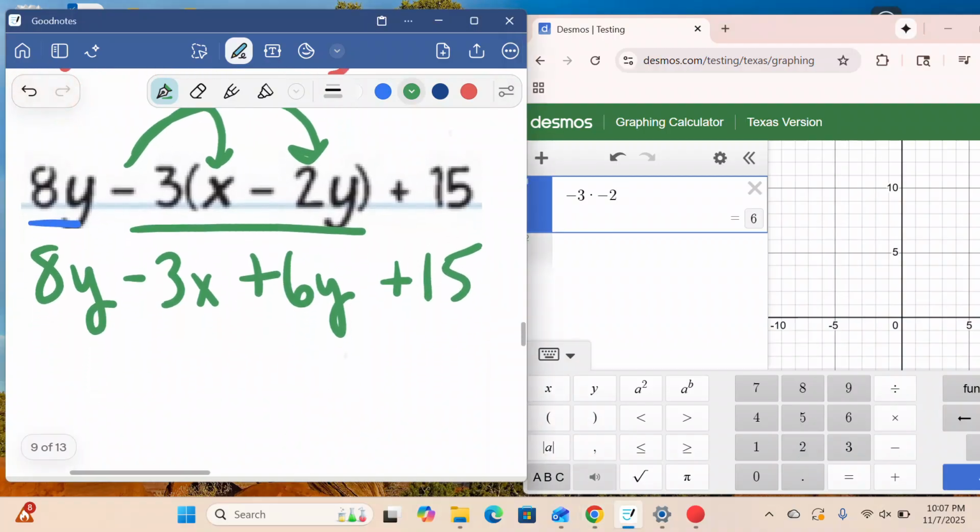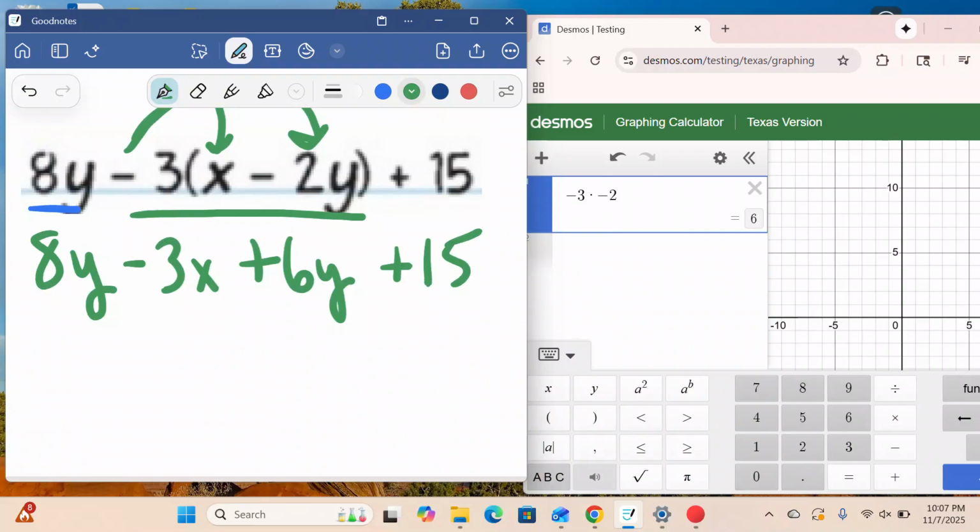Now, am I done with the equation? Am I done with the expression? Have I simplified it all the way down? Nope. Why? Because I'm going to put them in alphabetical order. The x is by itself right there. That one I just bring down. It's going to be negative 3x because I have no pairs.